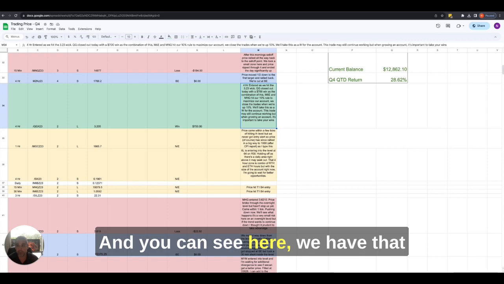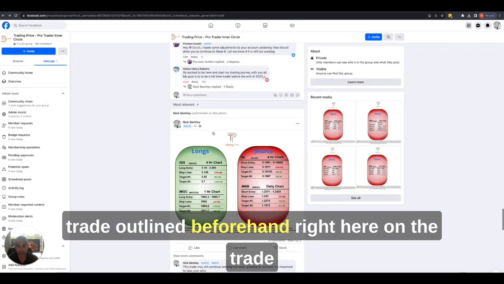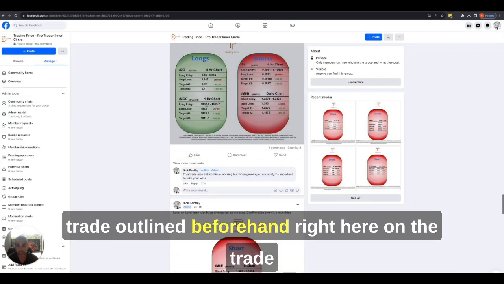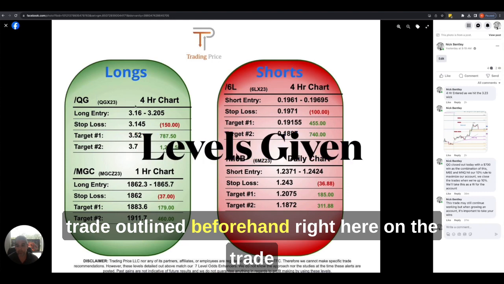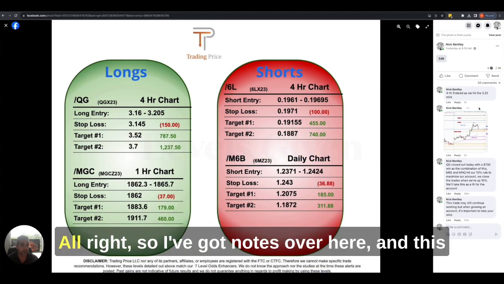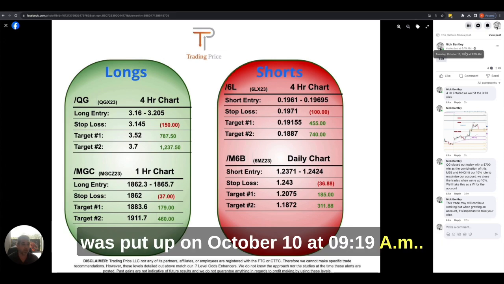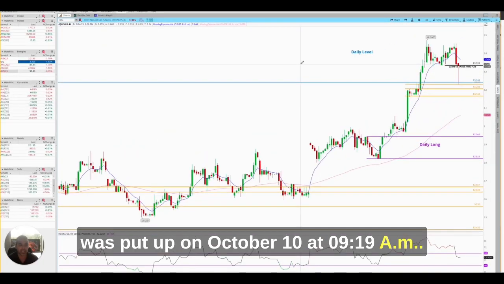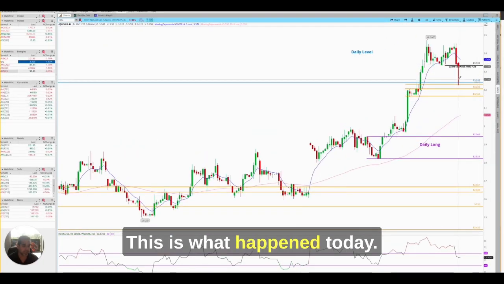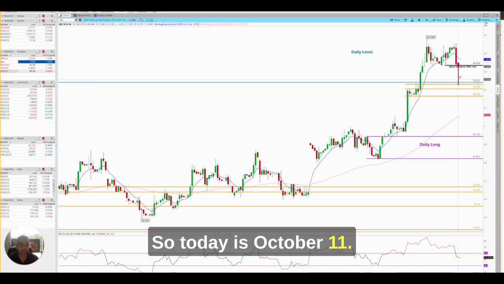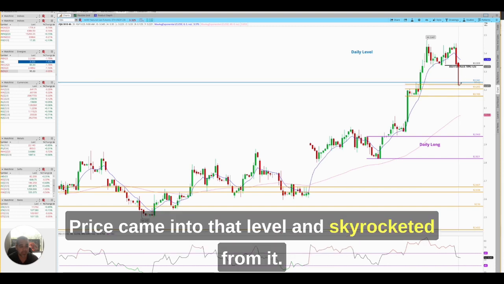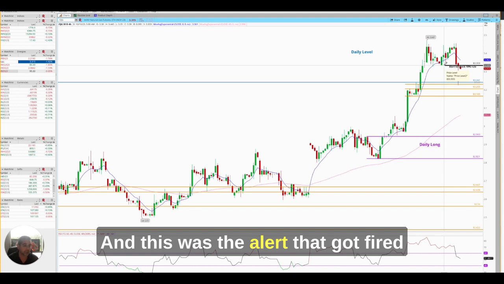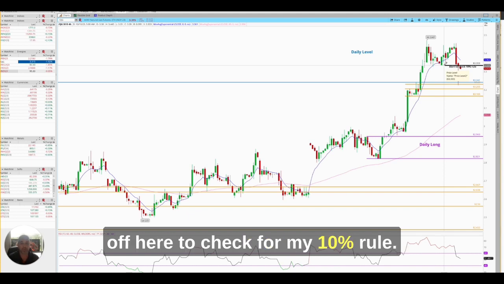You can see here, we have that trade outlined beforehand on the trade that we wanted to get long at. I've got notes over here, and this was put up on October 10th at 9:19 a.m. This is what happened today, October 11th. Price came into that level and skyrocketed from it, and this was the alert that got fired off to check for my 10% rule.